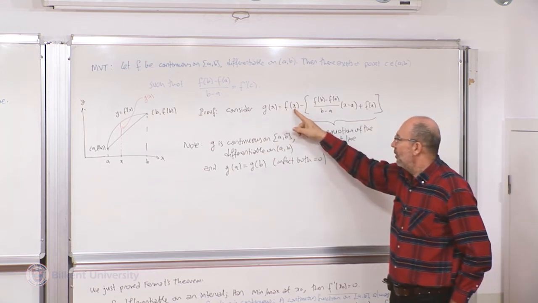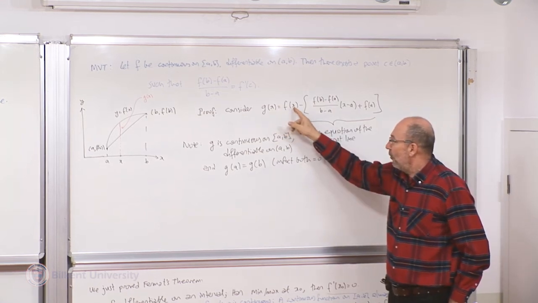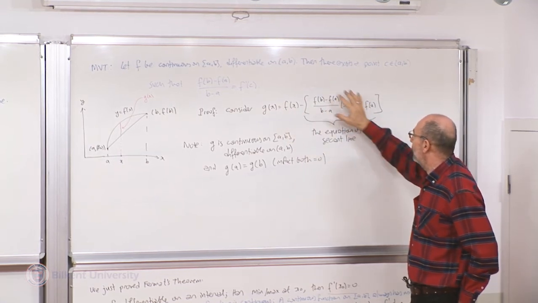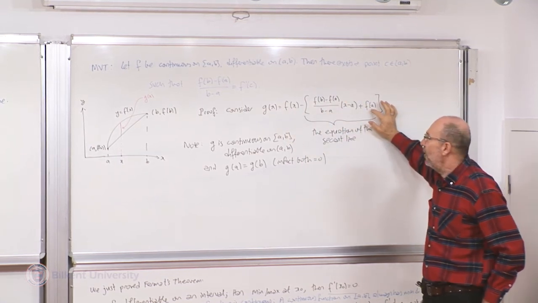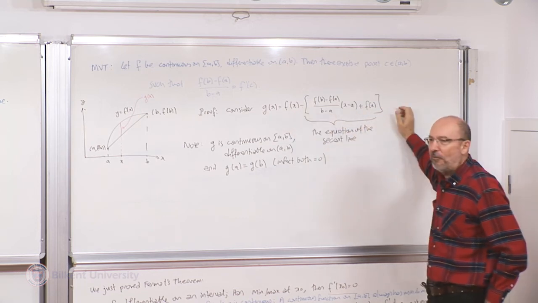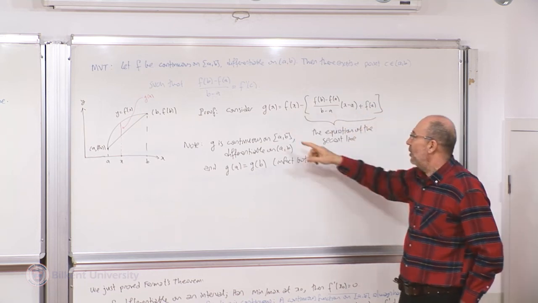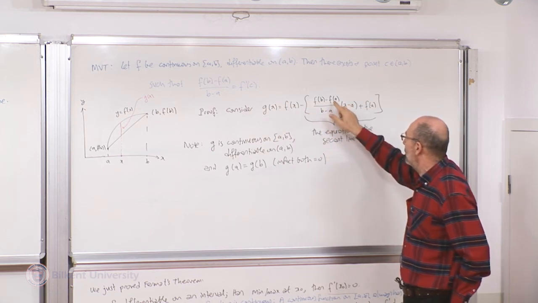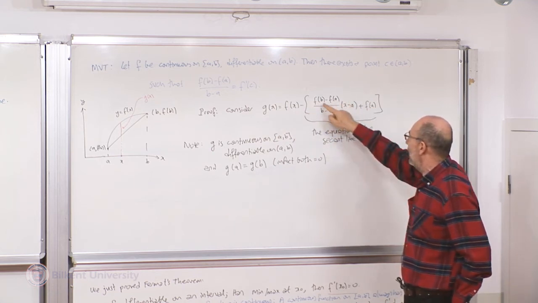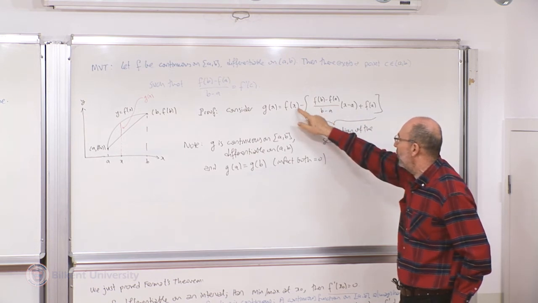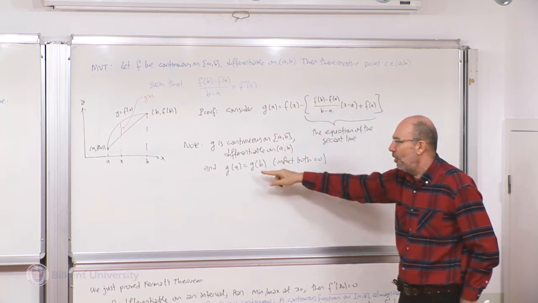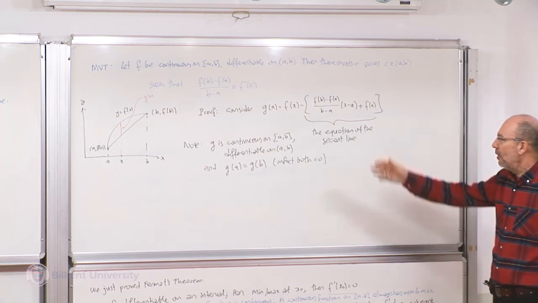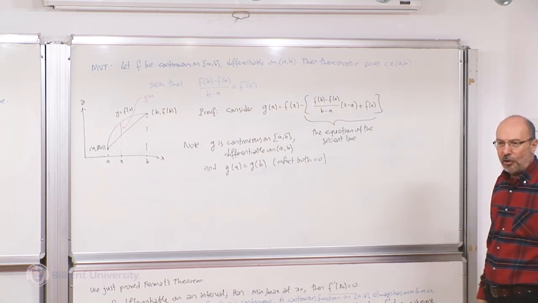f of x, instead of x, if I put a, I have f of a here. This vanishes. I have f of a here. So f of a minus f of a. If I put x equals b, here I have b minus a. These cancel. The f of a's cancel. I have f of b here, minus f of b, plus f of b, 0. So g of a equals g of b. So all conditions of Rolle's theorem are satisfied.